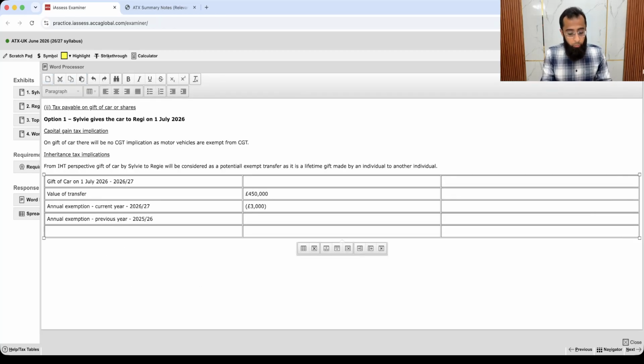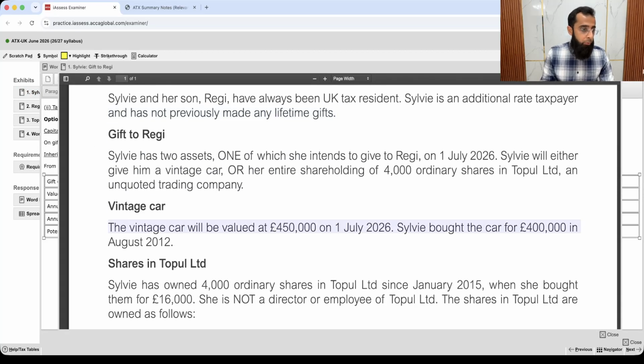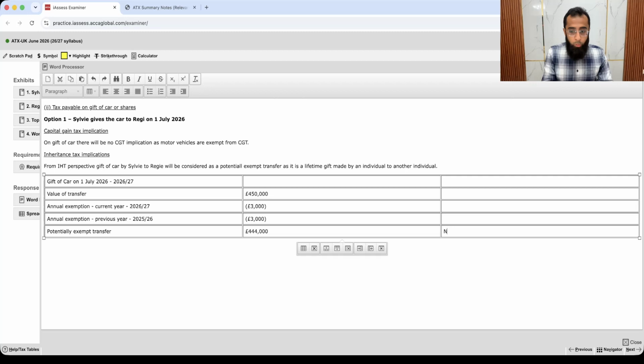So here you go, this annual exemption is 3,000. This gives us a potentially exempt transfer, so this will be for £44,000. Just to verify the value of the car, it's £50,000. Now, no lifetime tax on the PET. However, Sylvie will die, or I would say is assumed to die, on what date?